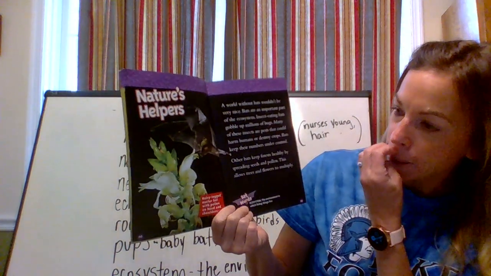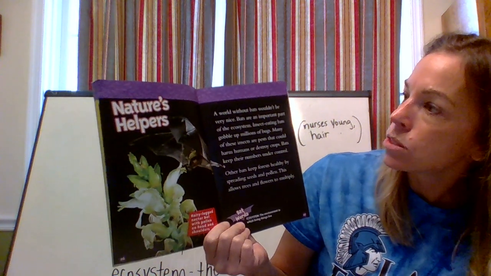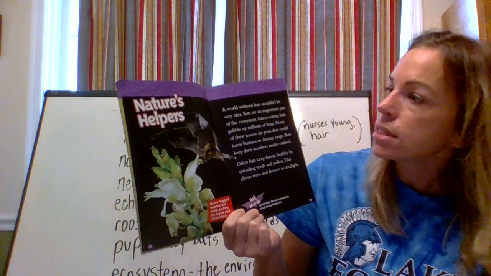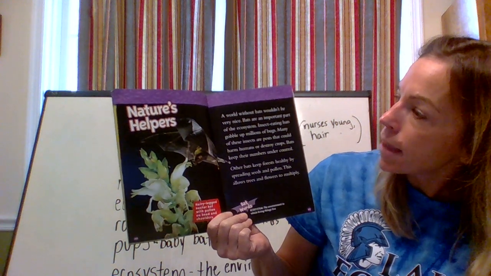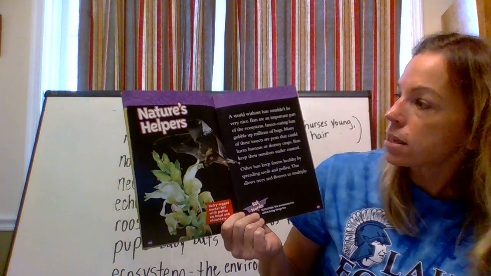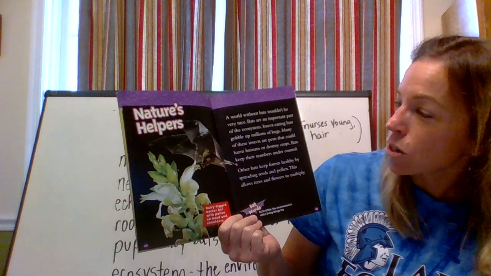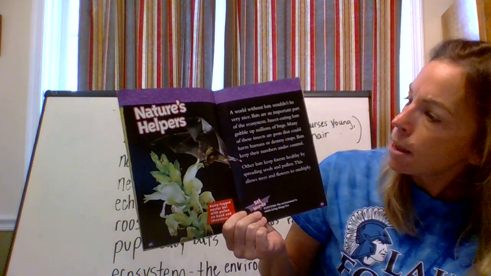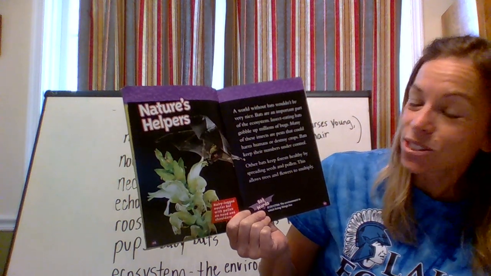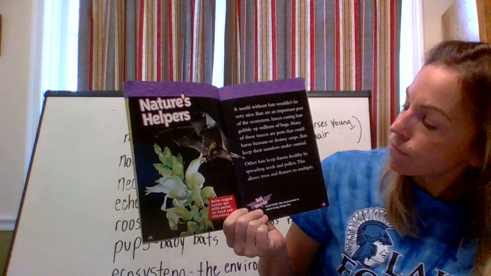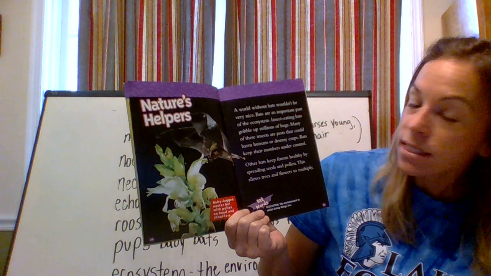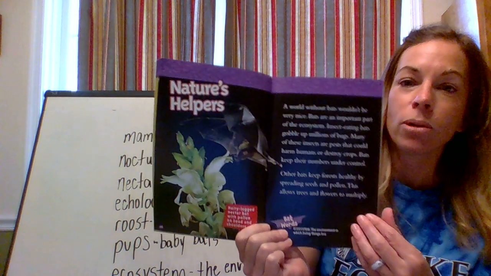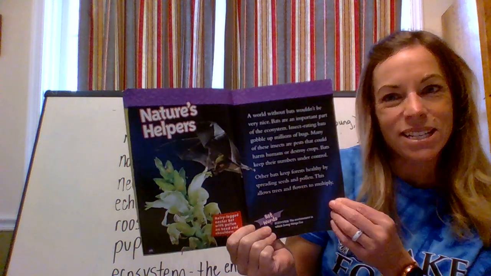Nature's helpers. A world without bats wouldn't be very nice. Bats are an important part of the ecosystem. Insect-eating bats gobble up millions of bugs. Many of these insects are pests that could harm humans or destroy crops. Bats keep their numbers under control. Other bats keep forests healthy by spreading seeds and pollen. This allows trees and flowers to multiply. Reminds me of what bees do.